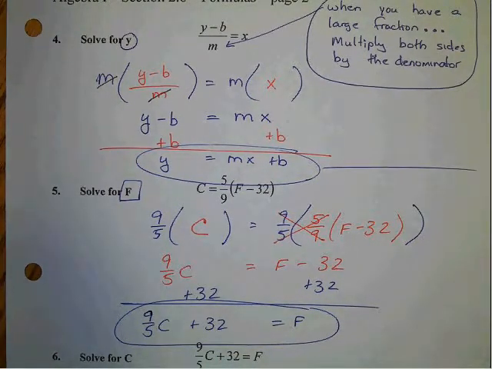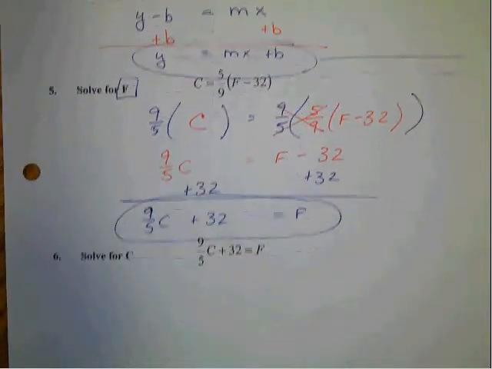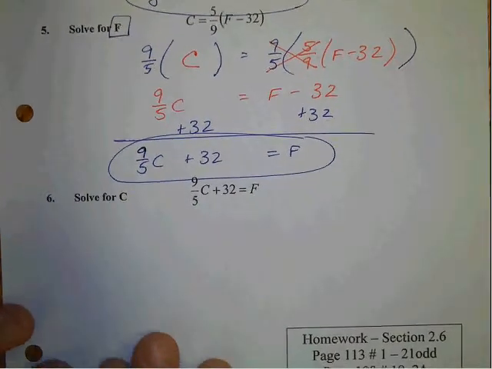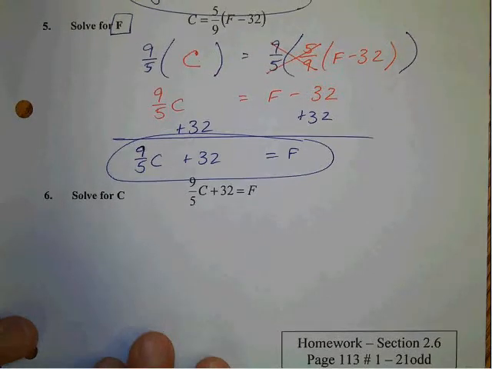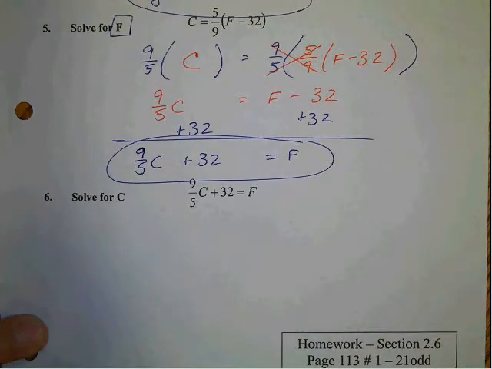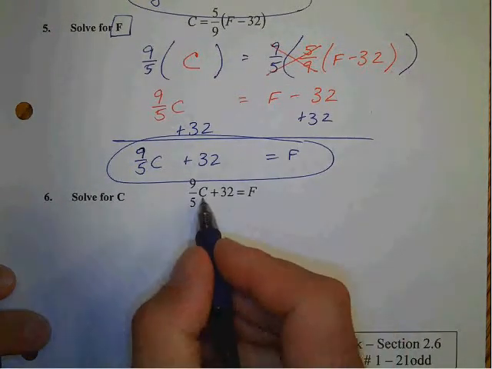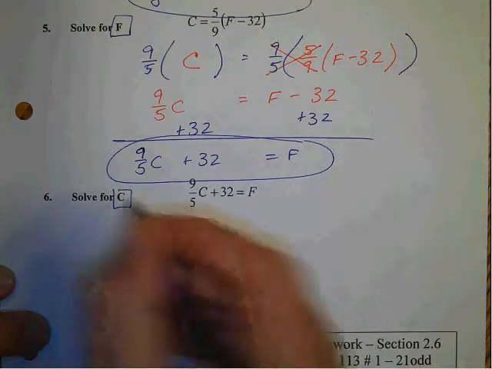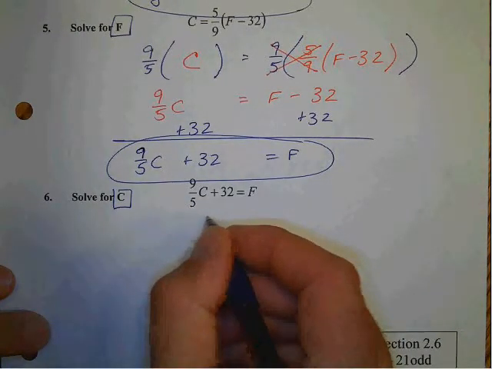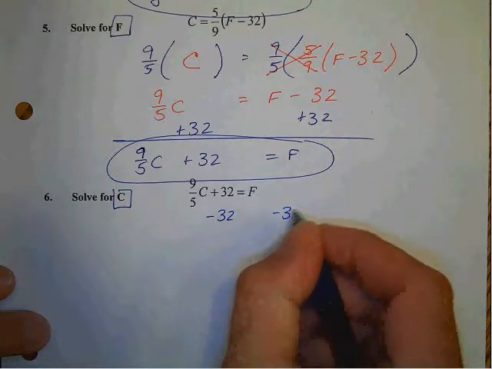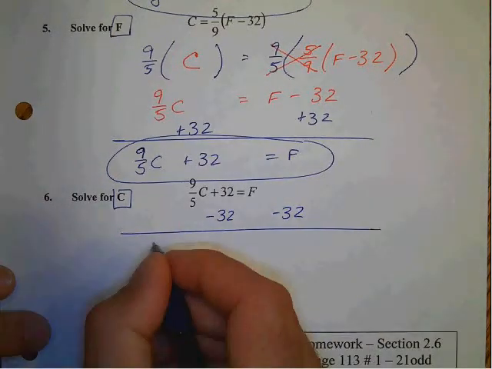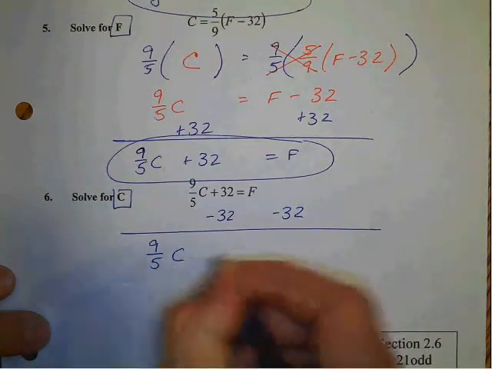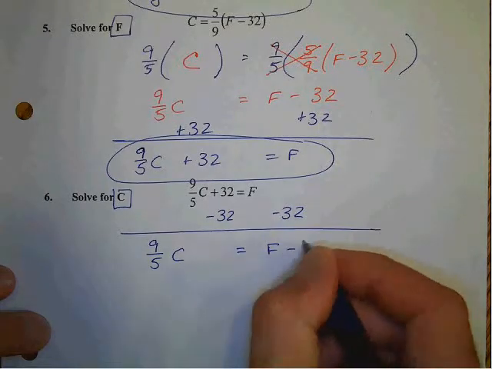Alright, let's look at our last problem. Our last problem is the opposite comparison of Fahrenheit to Celsius as we had in the previous problem. Now, we want to get the c by itself. To do that, we're going to first subtract 32 from both sides, almost the reverse of what we did up above. That leaves us with 9/5 c equals f minus 32.